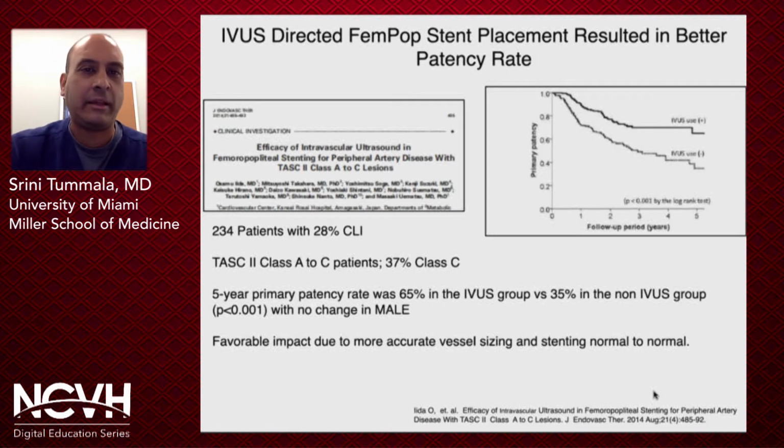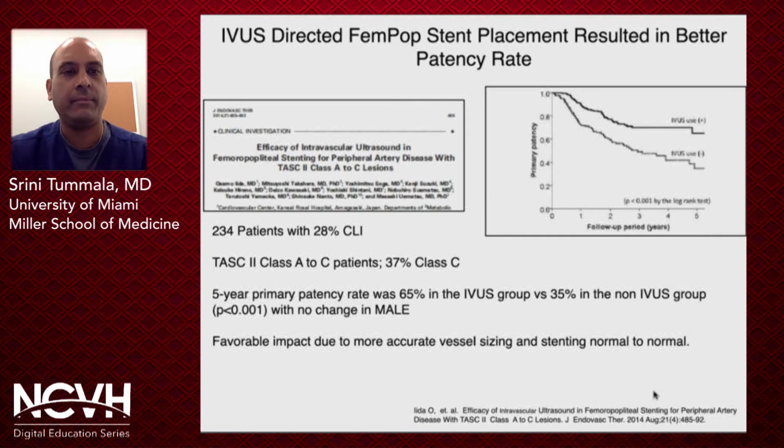What about stent placement in the SFA and popliteal artery? Well, here's a study that was performed comparing IVUS-directed FemPop stent placement compared to angiography-guided or non-IVUS-guided. And what it showed is that it did result in a significant patency benefit. This included 234 patients, 28% with CLI. Five-year primary patency rate was 65% in the IVUS group versus 35% in the non-IVUS group, with no change in MALE. It showed a favorable impact due to, again, accurate vessel sizing and being able to stent normal artery to normal artery.